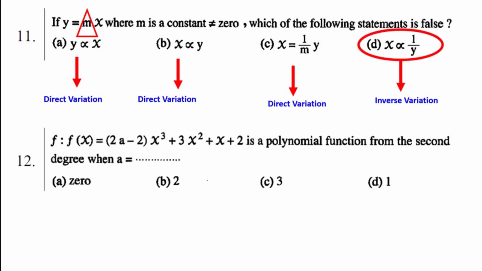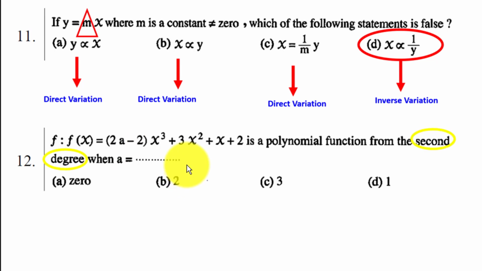Number 12, f of x equals (2a minus 2) times x cubed plus 3x squared plus x plus 2 is a polynomial function of the second degree. Then a equals what? He said, guys, from the second degree means we have here x squared. So you have to omit x cubed. Now 2a minus 2 equals 0. We can say it's second degree.